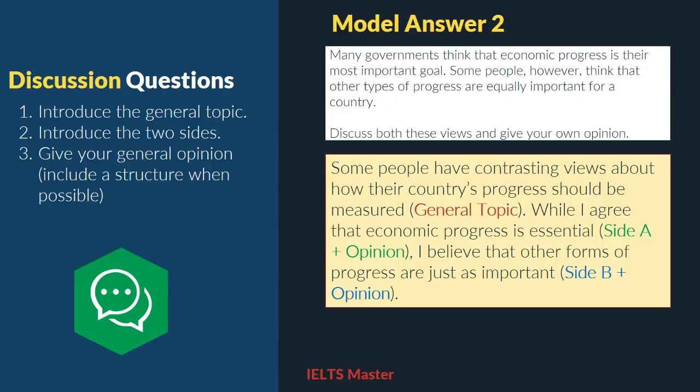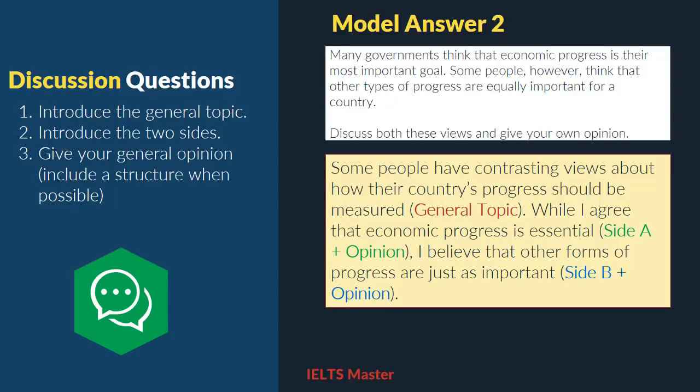This structure is very, very similar to the last structure. In the first sentence, I explain that people have different views about the general topic. In this case, it's country's progress. And then in the second sentence, I say, while some people believe this, I believe this, or while I believe this, other people believe that. In this case, I agree with both sides, but I say, while I agree that economic progress is essential, this is side A, and also a little bit of my opinion, I believe that other forms of progress are just as important. This is side B, but also my opinion.